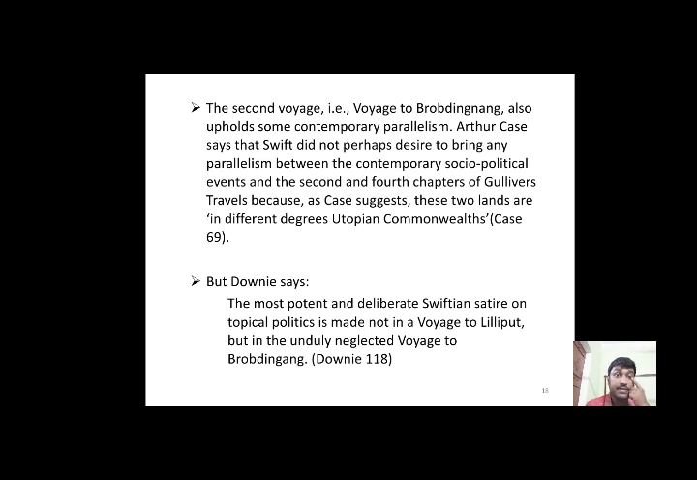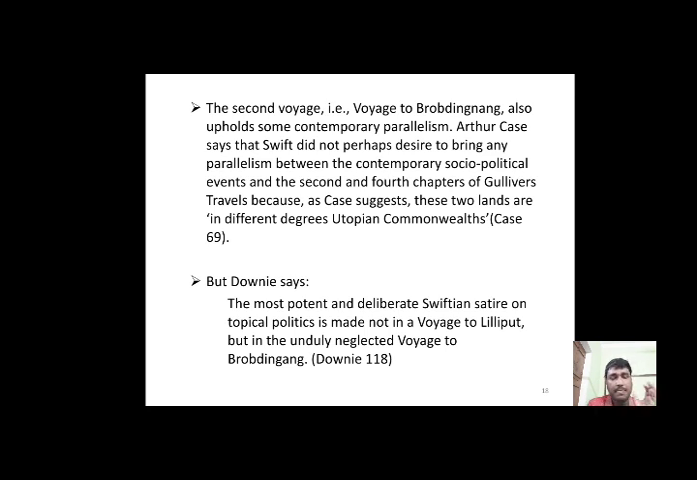Now, Arthur Case, in his book called Four Essays on Gulliver's Travels, argues that the first and the third voyages are very important insofar as these two voyages refer to contemporary political events, and they are examples of satire.